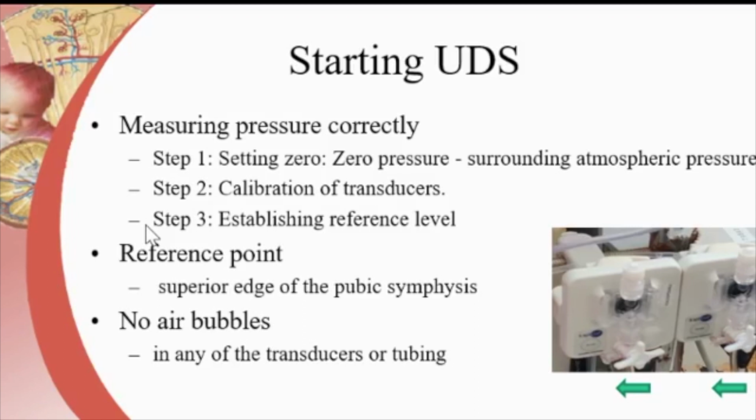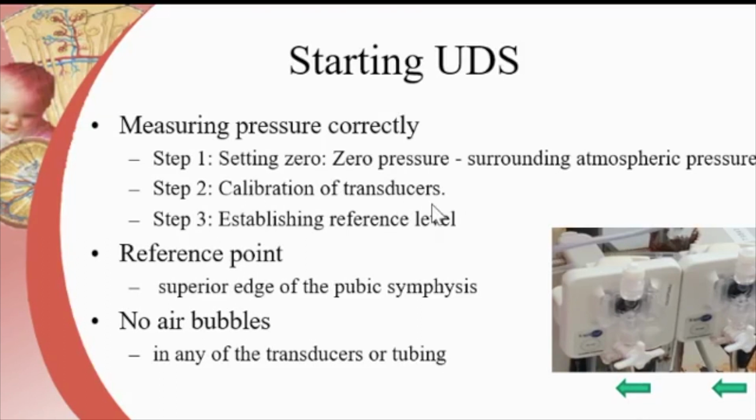Now, starting the urodynamic examination, there are a couple of important things you need to note. Setting zeros is very important. The zero pressure is basically the surrounding atmospheric pressure. This you have to remember. The reason I put these arrows here is that for zero pressure, the transducer is open to the atmosphere when you zero the study, not to the patient. So the patient is closed off.